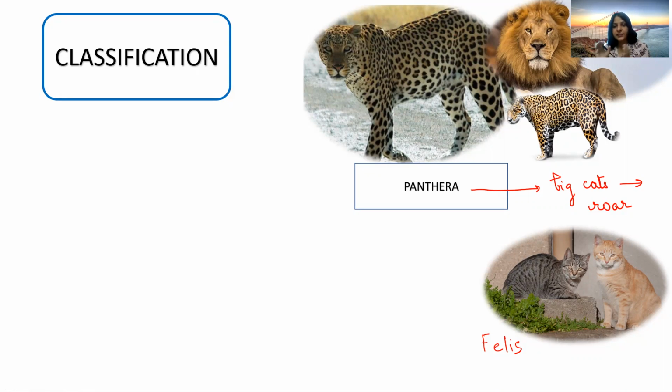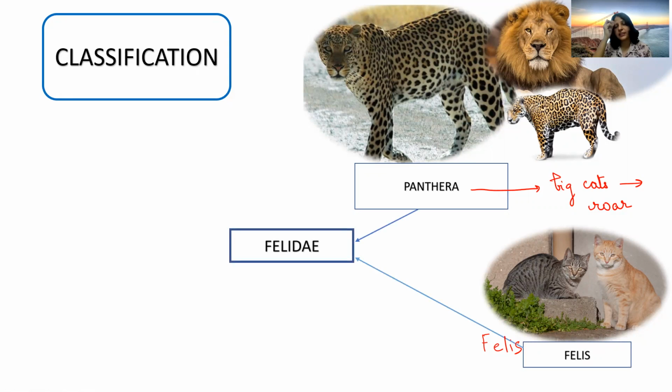Okay, so cats are put under Felis, and what we see is that there is a similarity between the Panthera and Felis genus: they have retractable claws. So we need to put them in a category which has those similarities. Okay, so we will put them under the family Felidae. This is how we are classifying further.